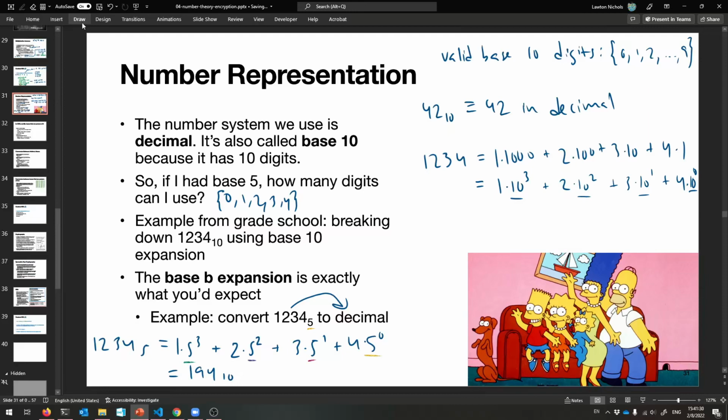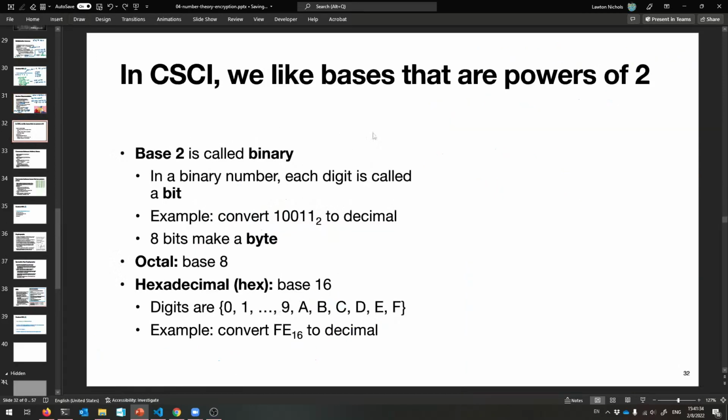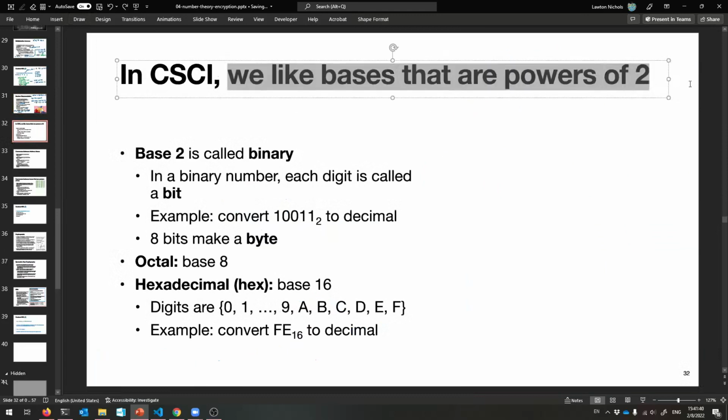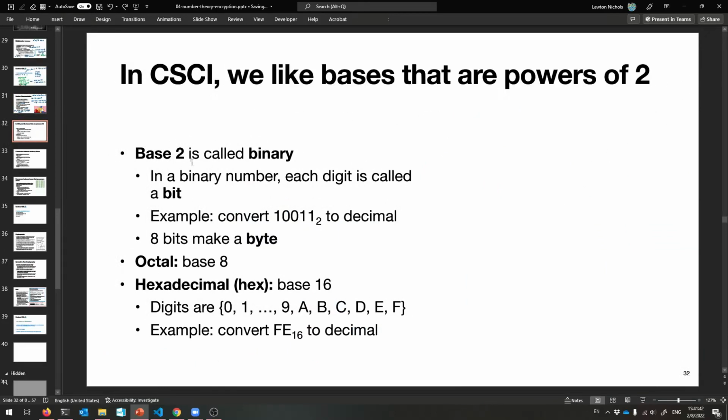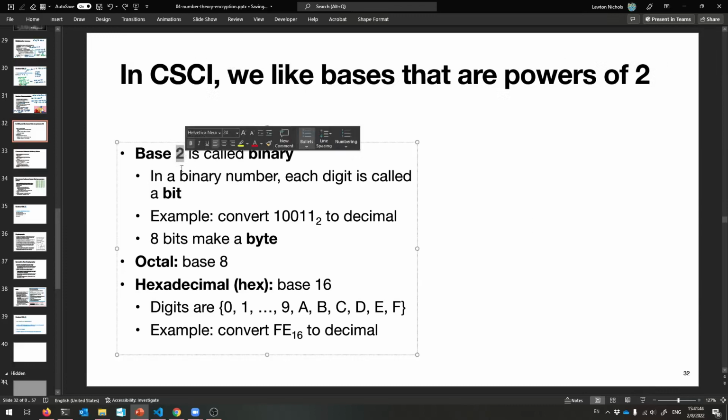We know that binary is base 2, so you only have 0 and 1 to work with. Okay? So, yeah, let's talk about bases involving 2. In computer science, we love bases that are powers of 2, right? So we definitely love binary, base 2, but we also like base 8 and base 16 and other things like that, okay? So let's talk about those two.